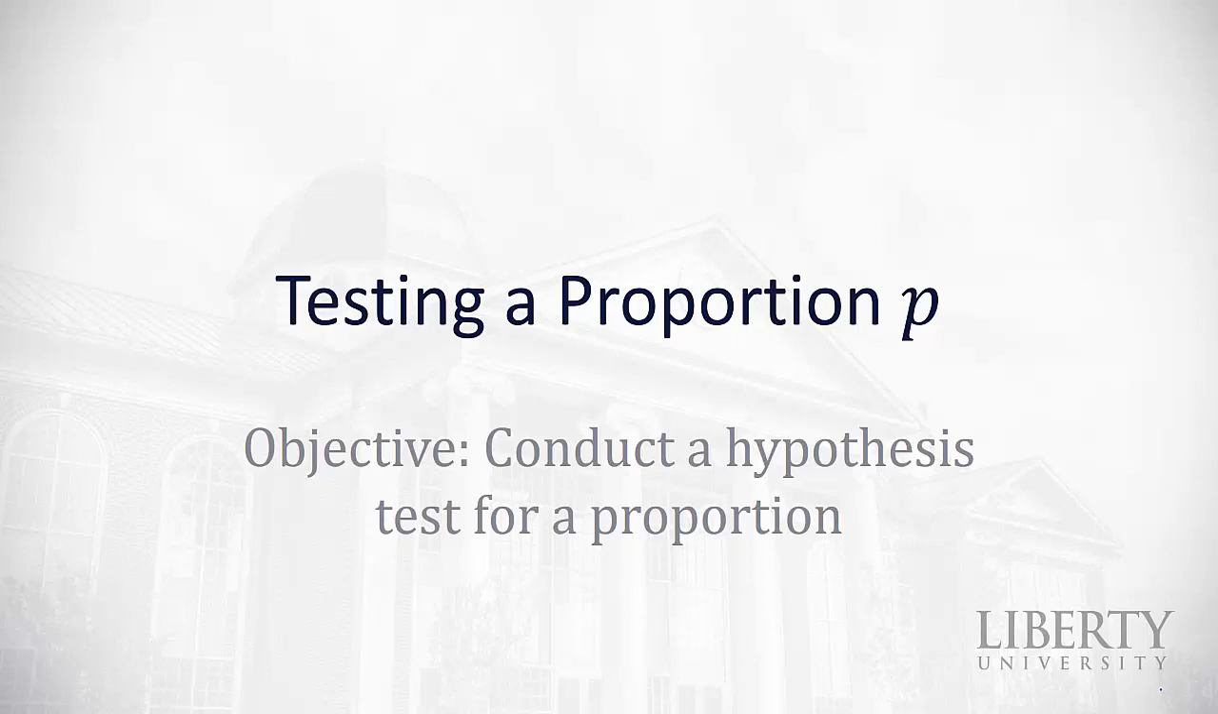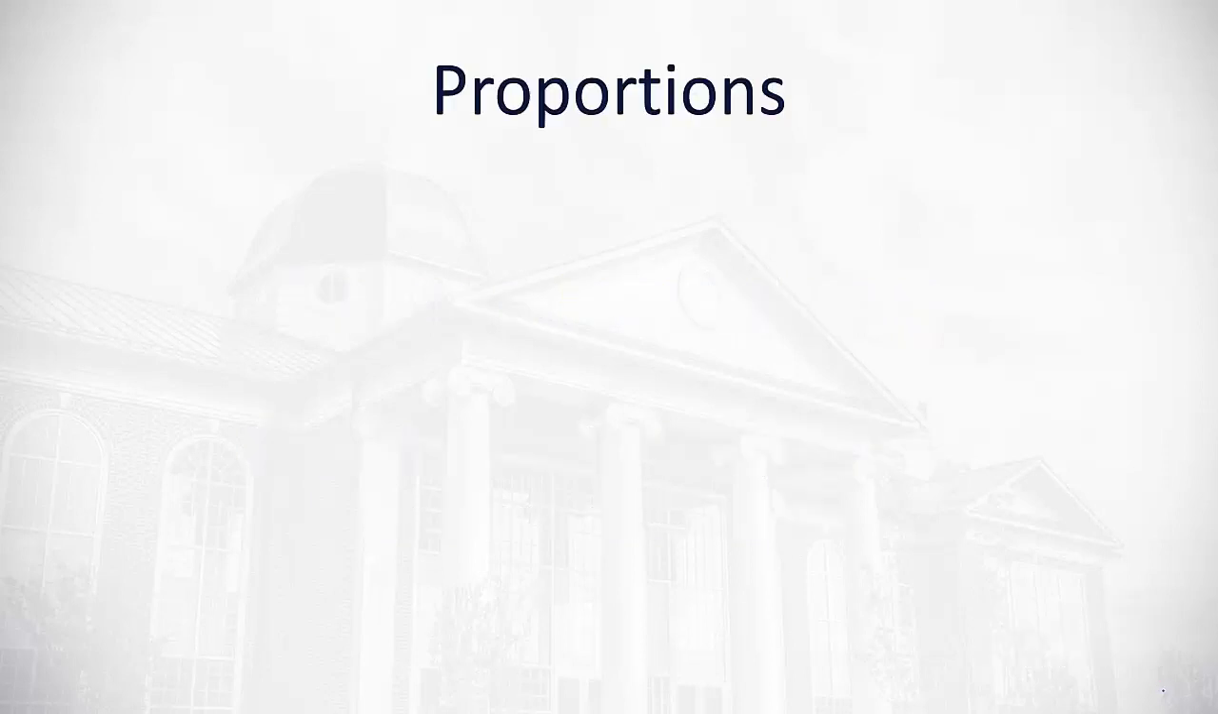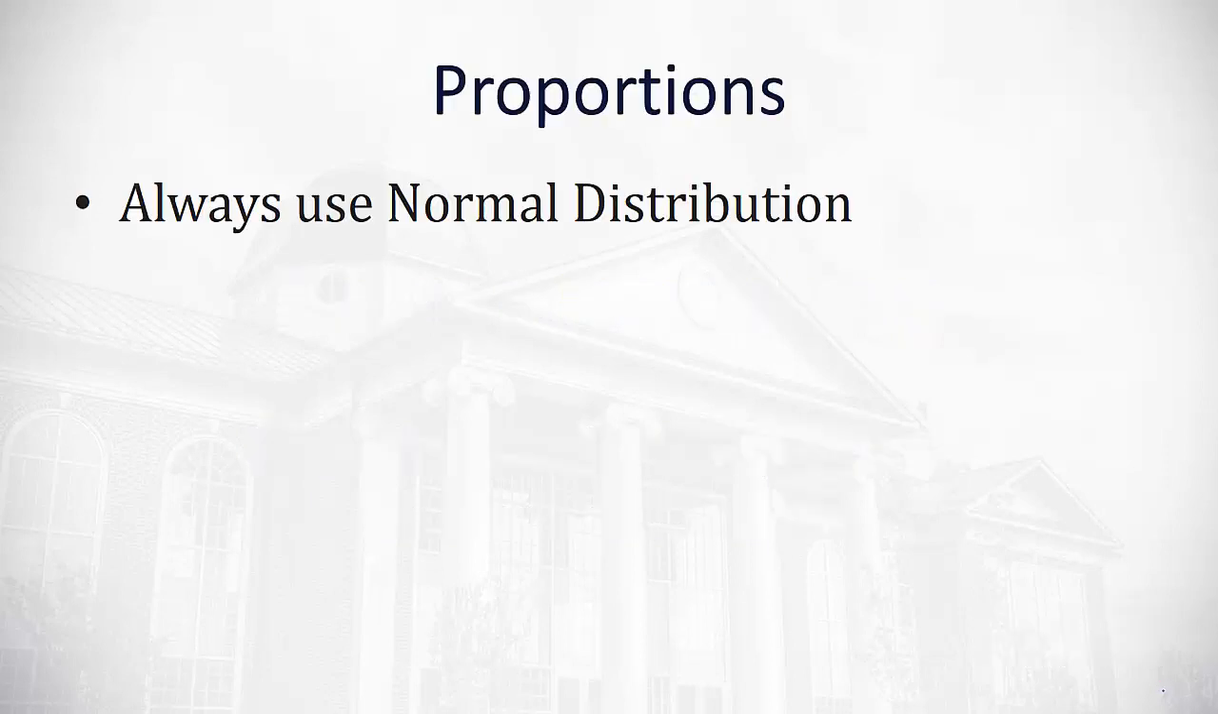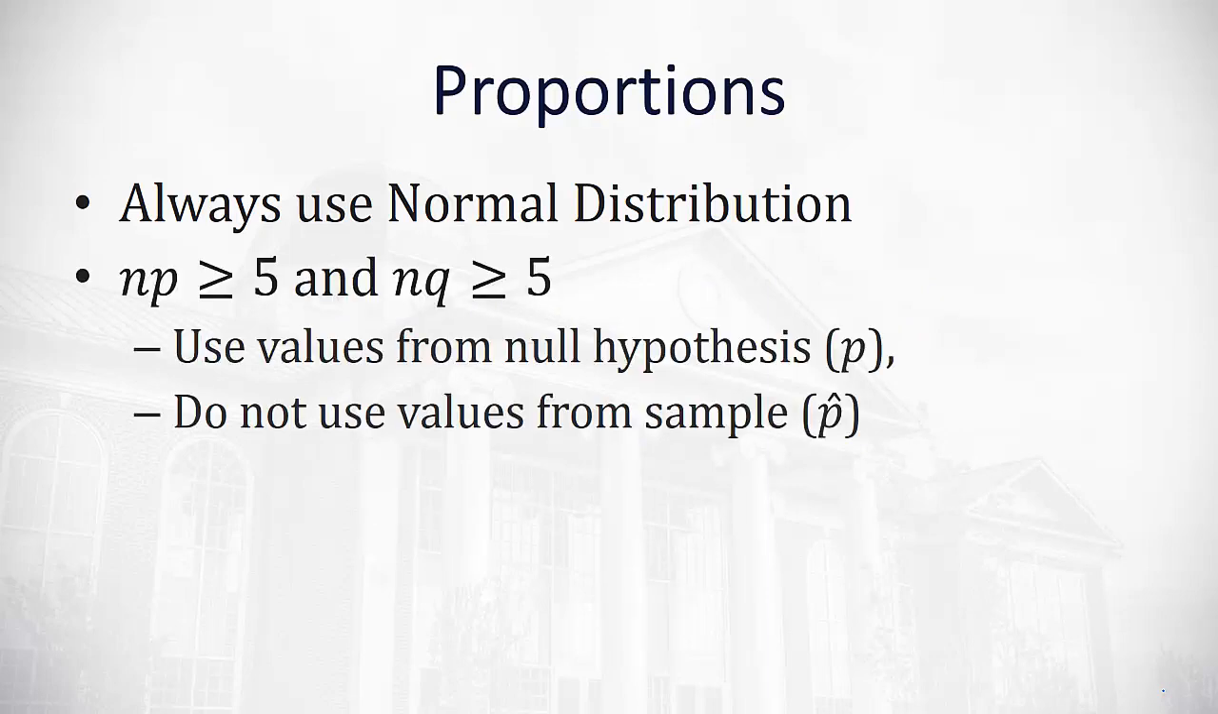This video is going to take a look at how we can conduct a hypothesis test for a proportion. With proportions, it's nice because we will always use the normal distribution as long as np and nq are both greater than or equal to 5. Remember, n is the sample size, p is the proportion of successes, and q is the proportion of failures. As we calculate these values, p and q come from the null hypothesis, not the sample, because we always assume the null hypothesis is true.